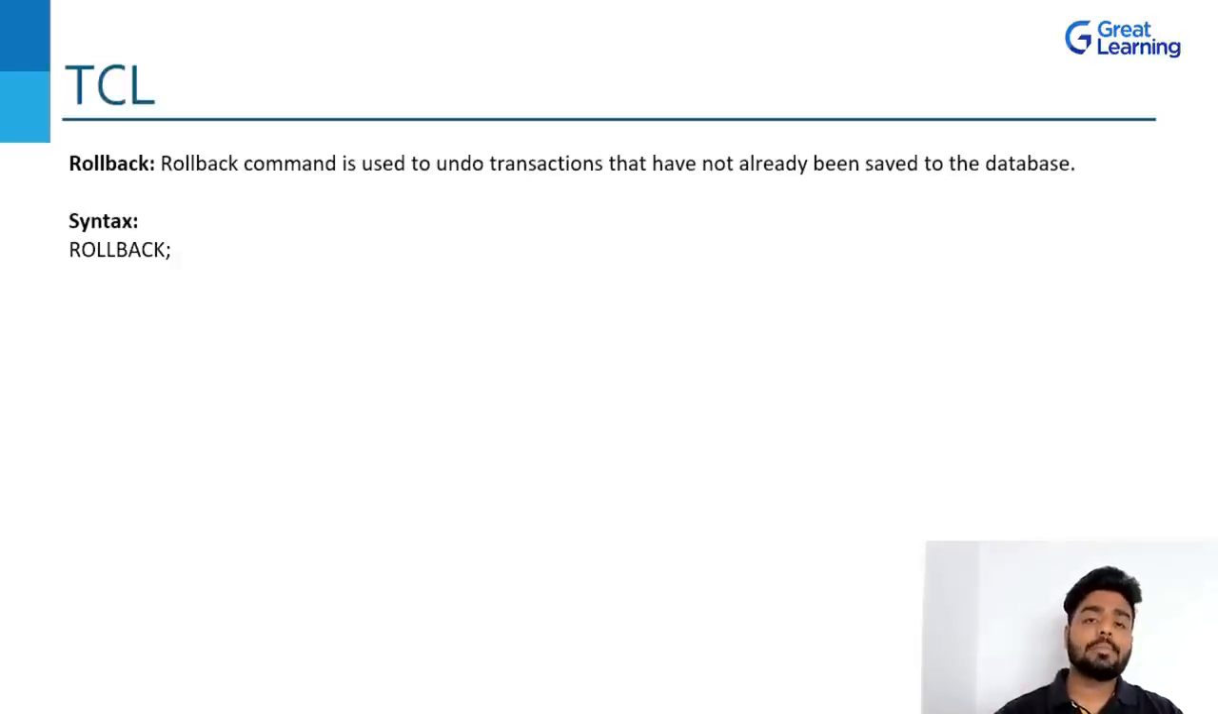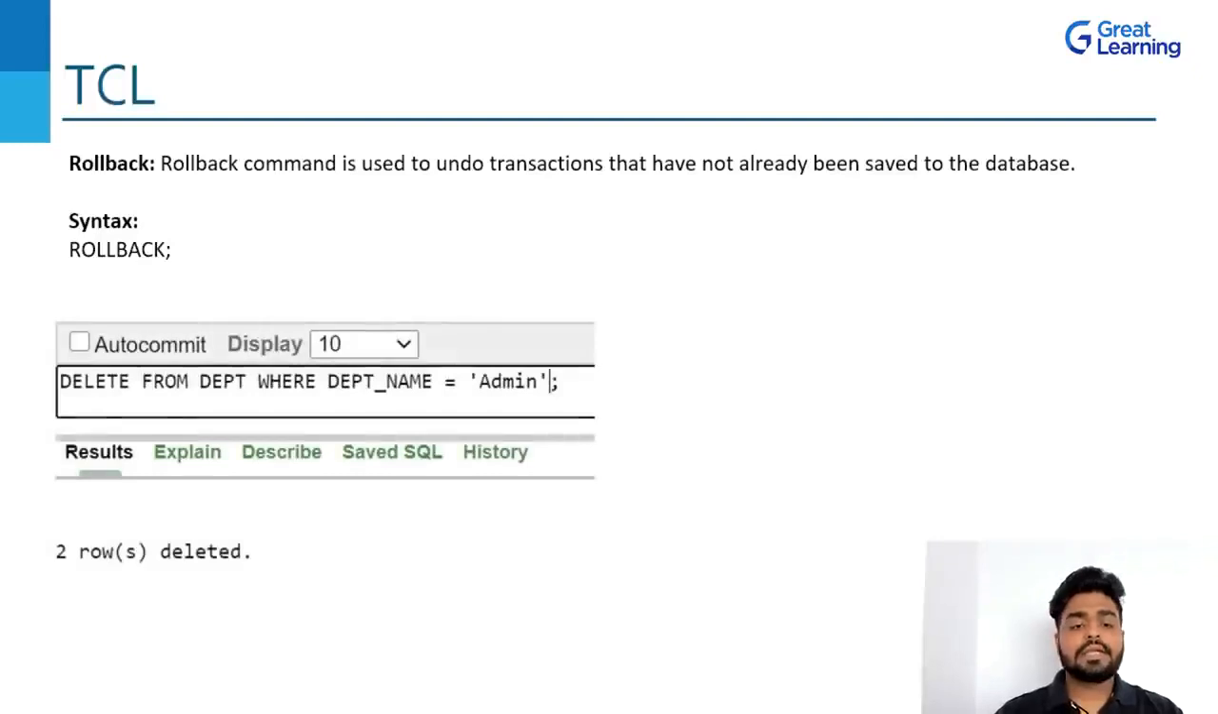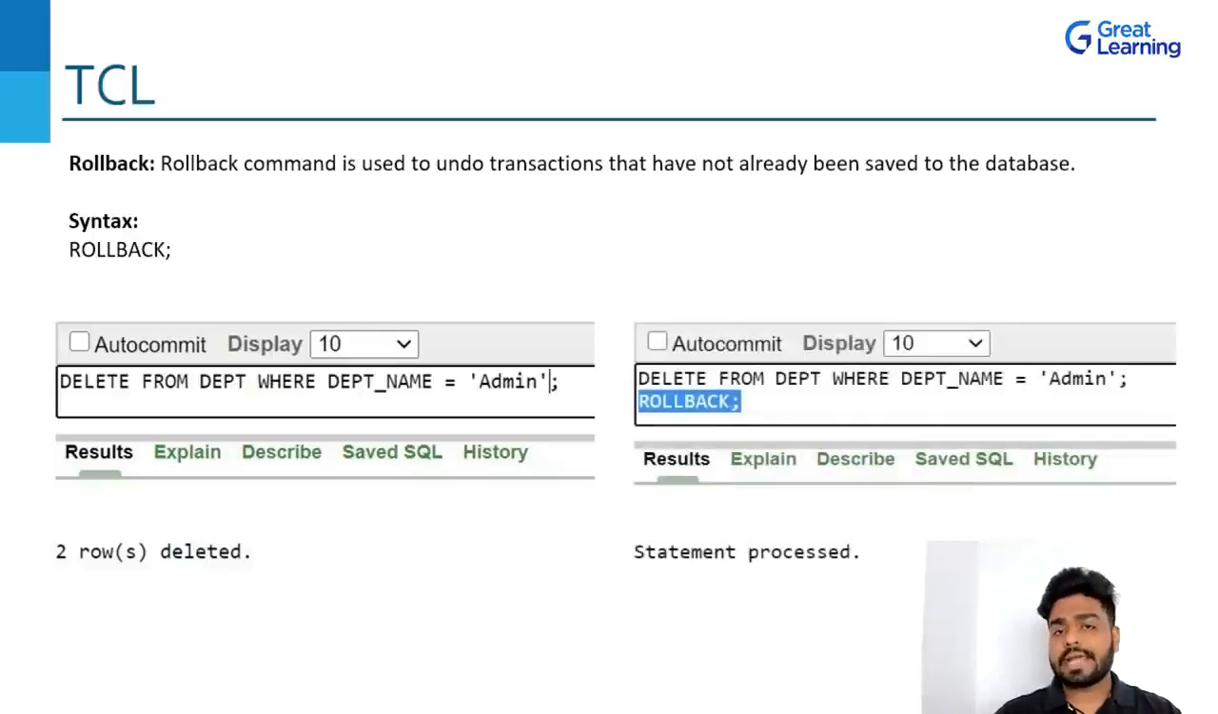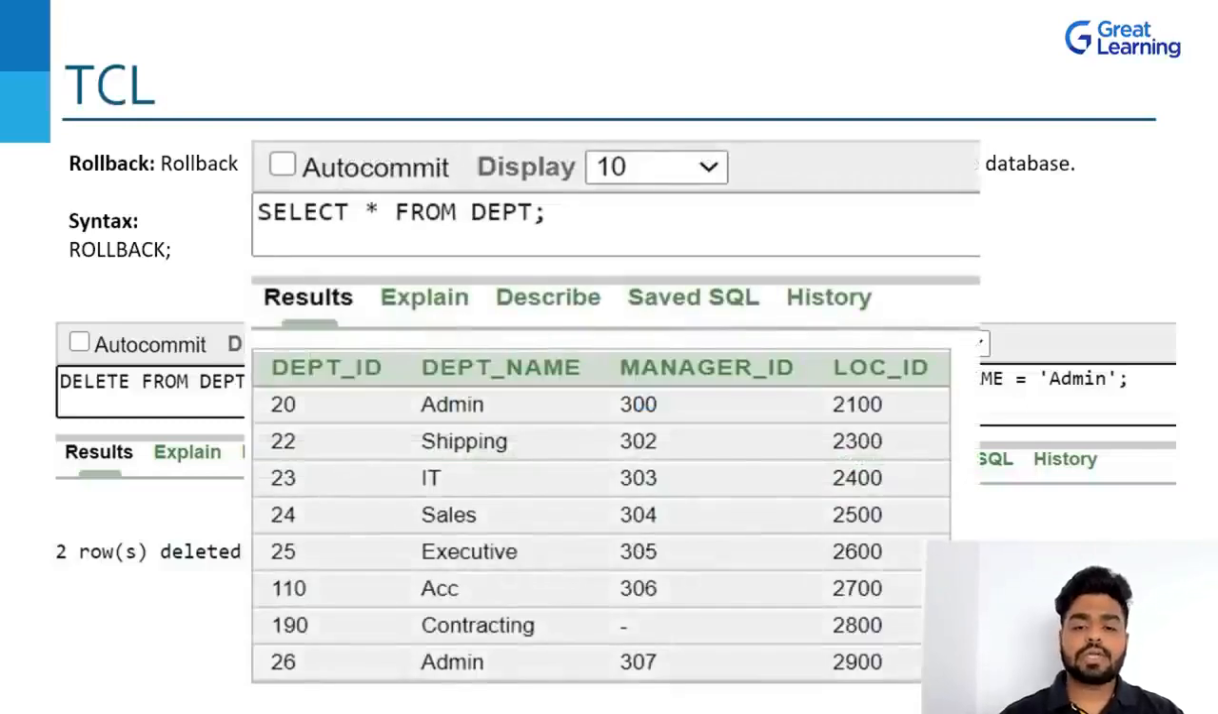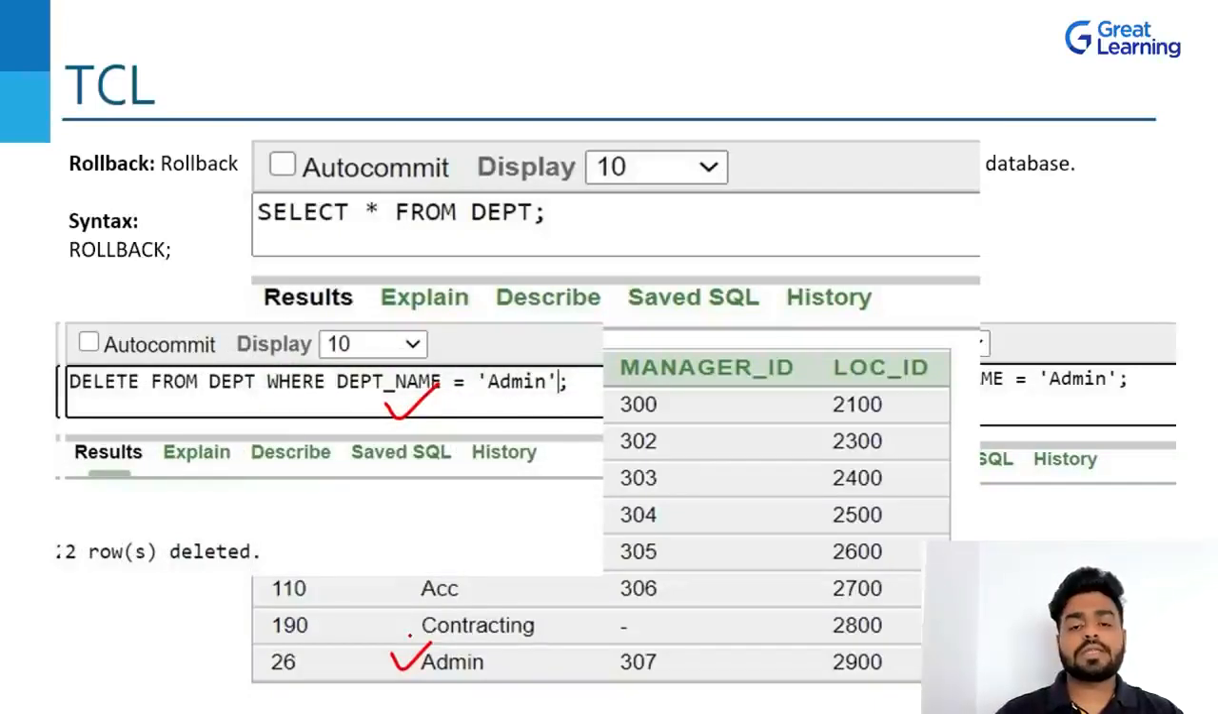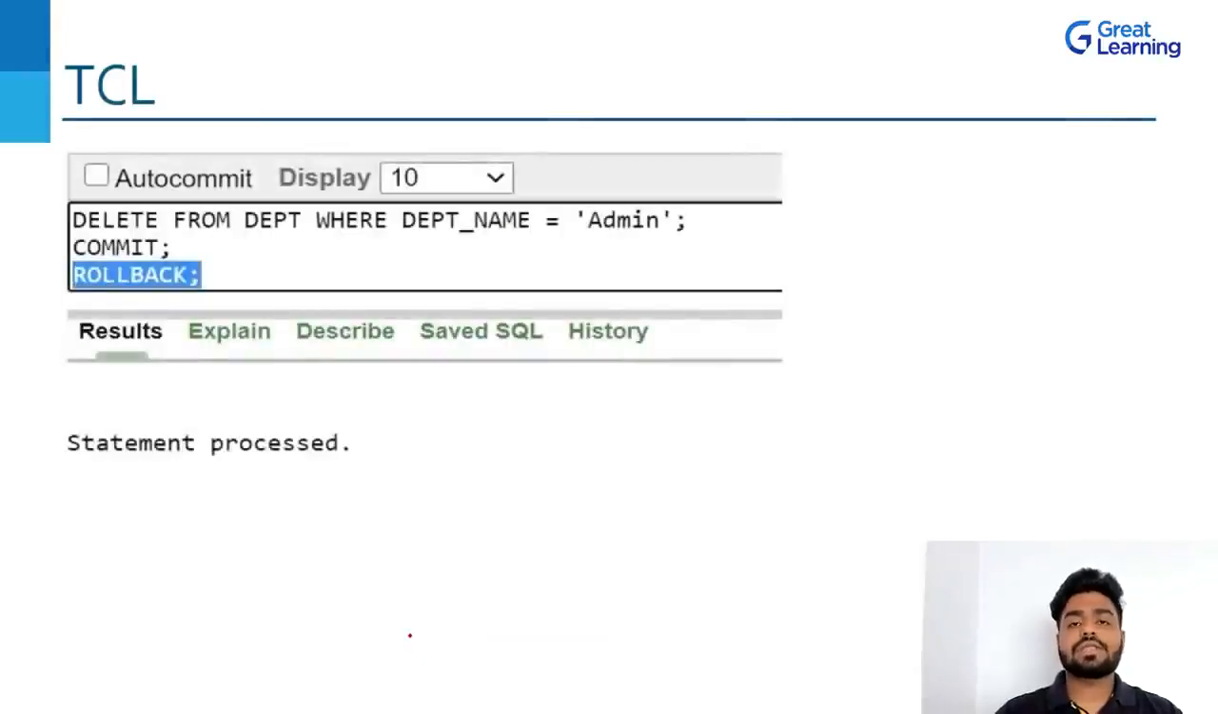So we can actually roll back, we can undo. Let's see: delete from department where department name equal to admin. So you want to delete from the department table where department name is equal to admin. Two rows are deleted. We are rolling back, that means we are undoing it. Now you can see here that we have the admin details. It's not deleted. So it's rollback, it's undo. That is what your TCL is, which is nothing but commit and rollback.